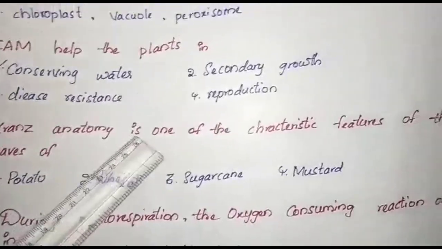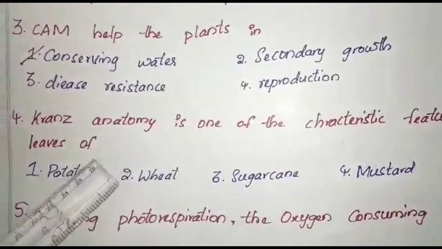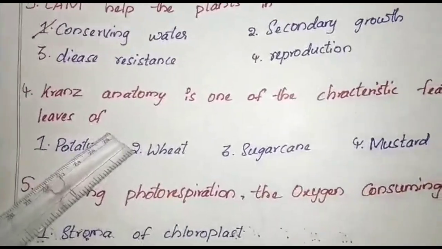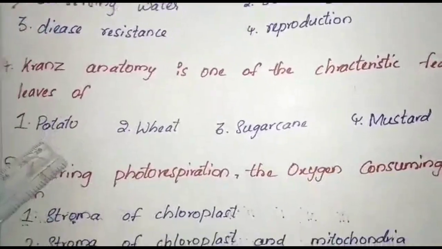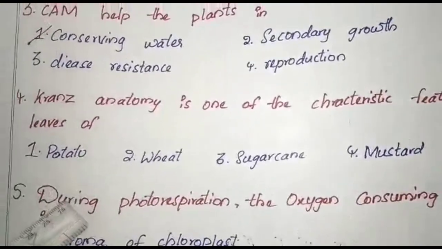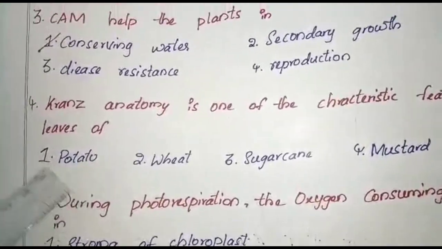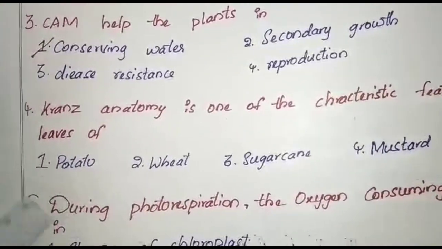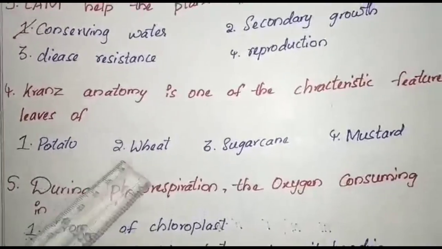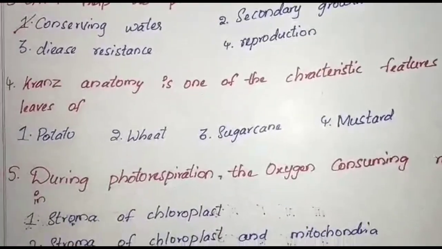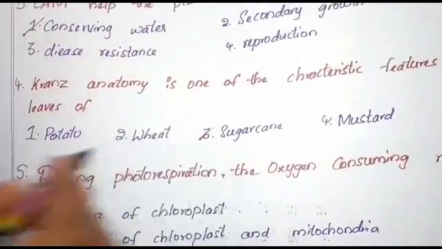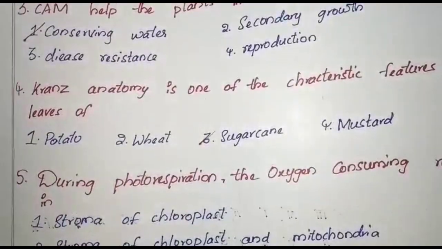Kranz anatomy is one of the characteristic features of the leaves of which plants? We discussed last time that in C4 plant species, Kranz anatomy is present. In tropical plant species, the photosynthesis dark reaction takes place in the mesophyll as well as in the Kranz anatomy. The examples for Kranz anatomy are sugarcane as well as maize, not potato, wheat or mustard.